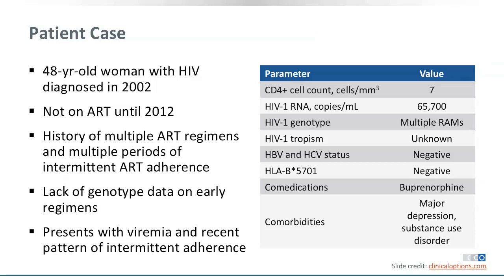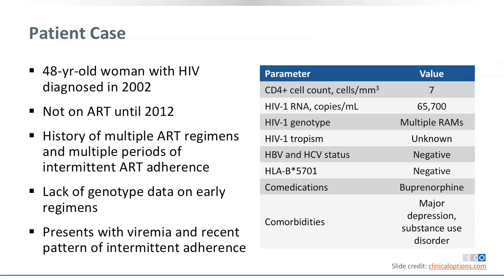I did not know what her tropism status was. We knew she was hepatitis B and C negative because of recent testing that we had access to, and we knew that she had a negative HLA-B5701 status. At the time of coming to clinic, she was only on buprenorphine. Again, her primary comorbidities were depression and substance use disorder.